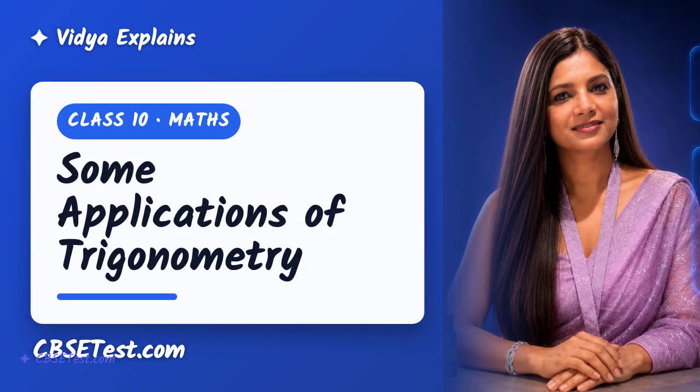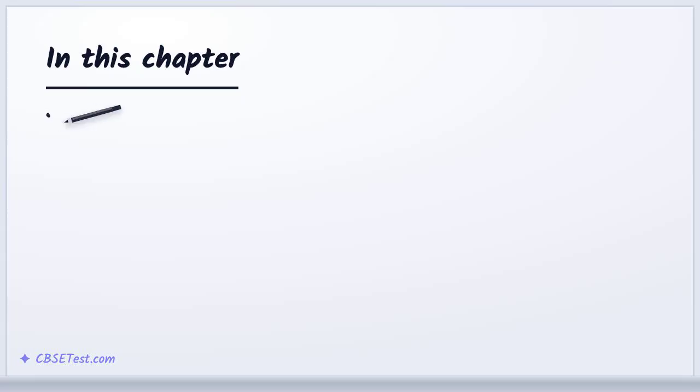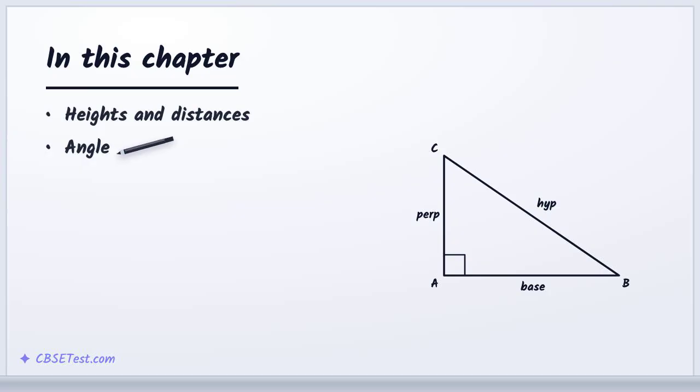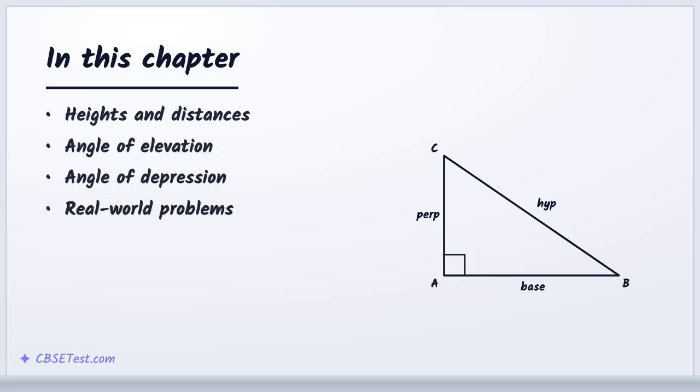Let's learn some applications of trigonometry together, step by step. Trigonometry lets us measure heights and distances we can't reach directly, like the height of a tower. The key tools are the angles of elevation and depression.